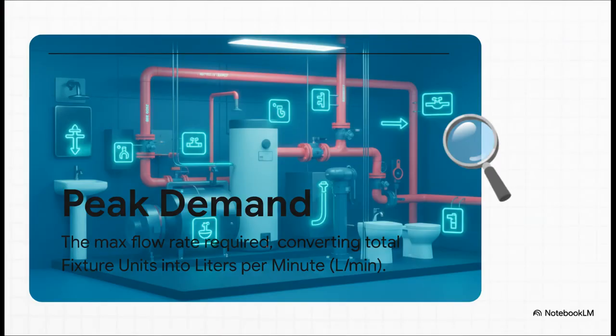Okay, so here's where the magic happens. We've got this abstract number, 10 FU. This is the crucial step. We turn that number into something real we can design around. Using standard conversion charts from the plumbing code, that 10 FU translates to a peak demand of roughly 22 liters per minute. That's our design target. That's the flow rate our system has to deliver, no sweat.